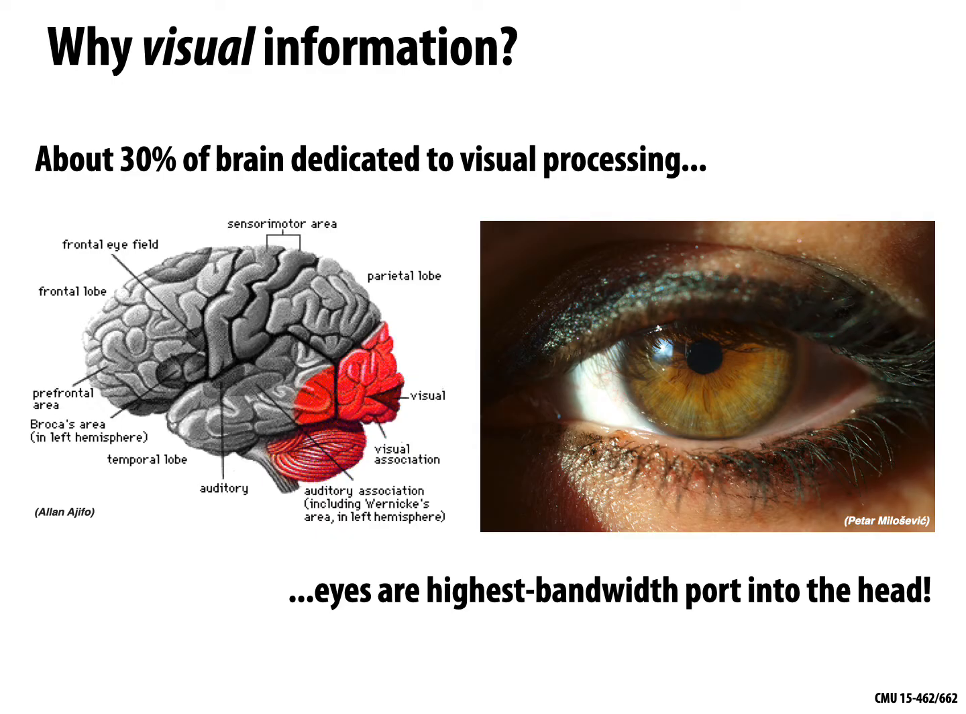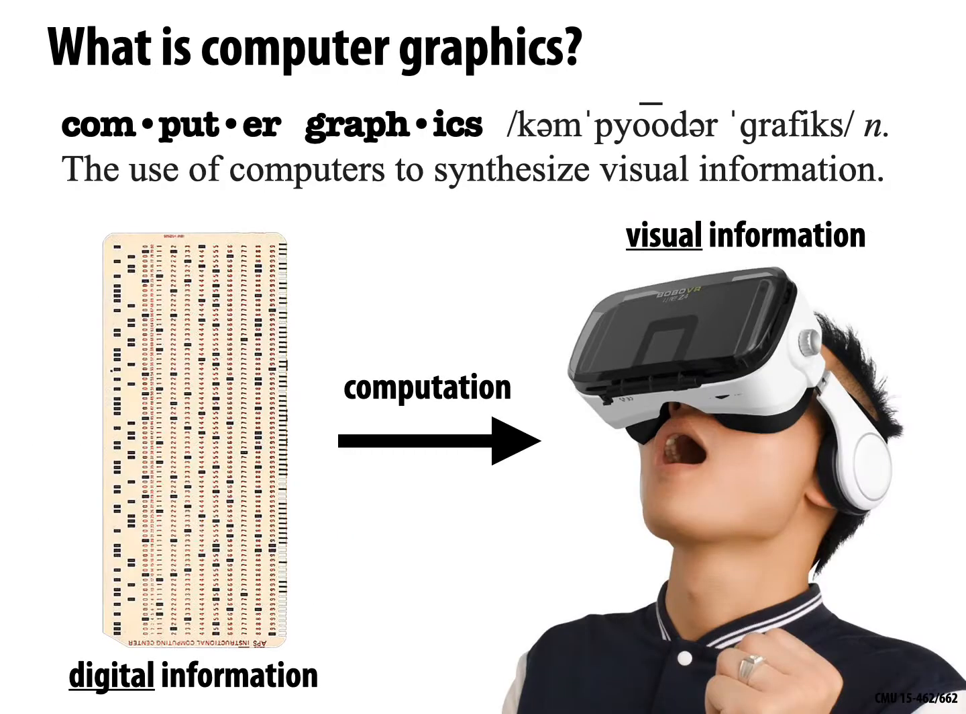So if you're trying to get information from a machine into your mind, doing something visual makes a whole lot of sense. Okay, and so this kind of explains, perhaps, why computer graphics was developed, why it was such an important part of computer science. And we can start to put together at least a tentative definition of computer graphics.